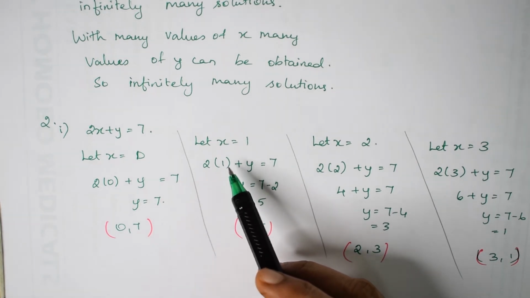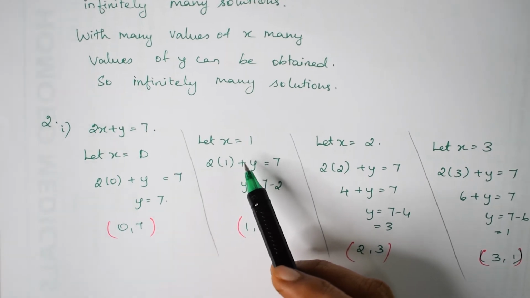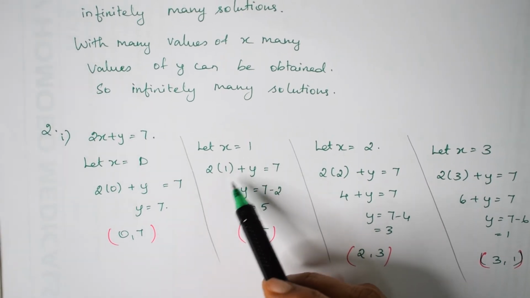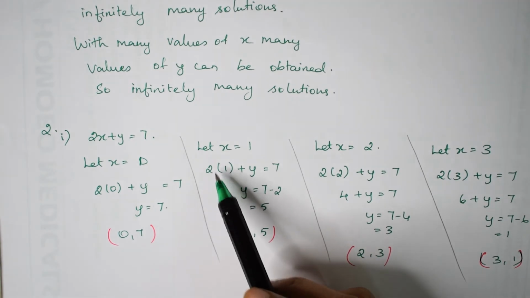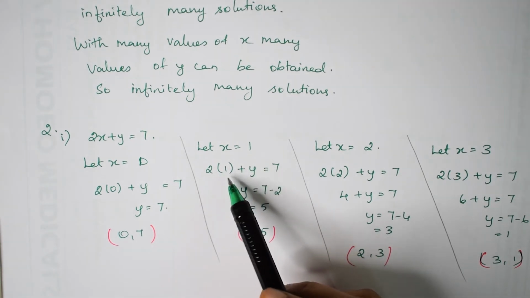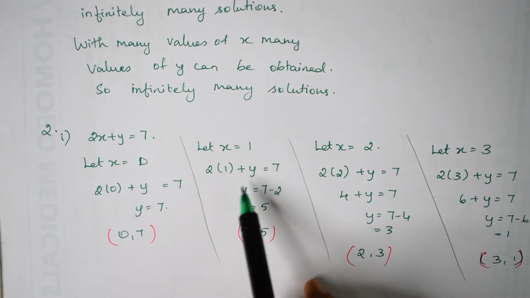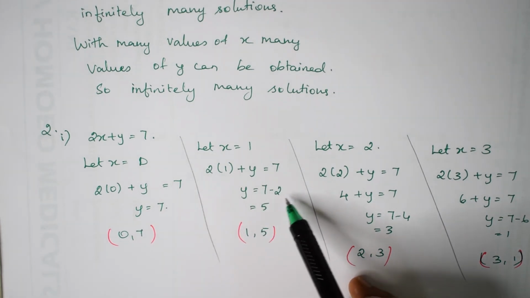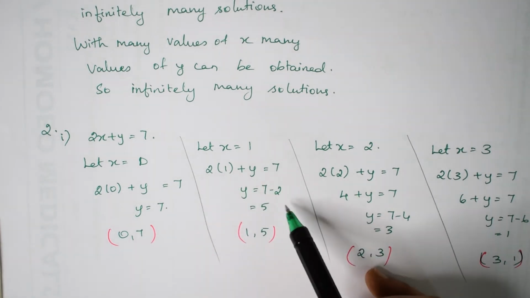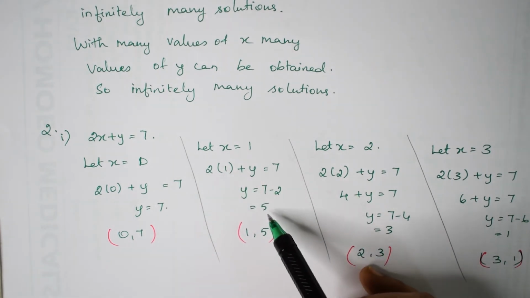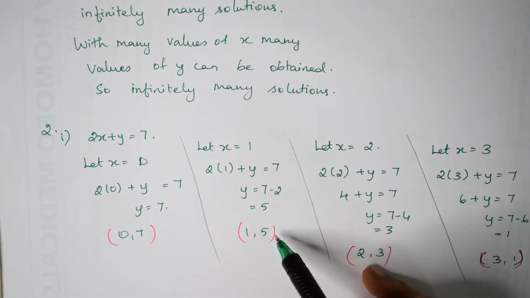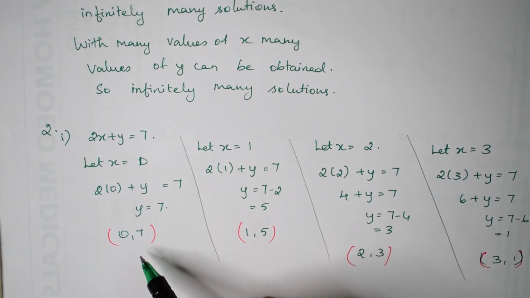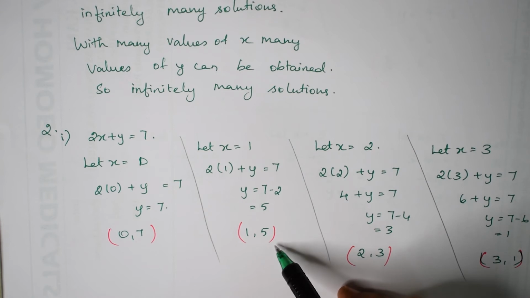Then the second value: they asked to find at least 4 solutions, right? So I am giving the value 1 for x now. When I substitute the value 1 for x, it becomes 2 into 1 plus y is equal to 7. And so y's value becomes 7 minus 2. This 2 comes to the right hand side, it becomes minus 2. And y's value becomes 5, and so the coordinate is 1, 5. So this is the second point on the line.